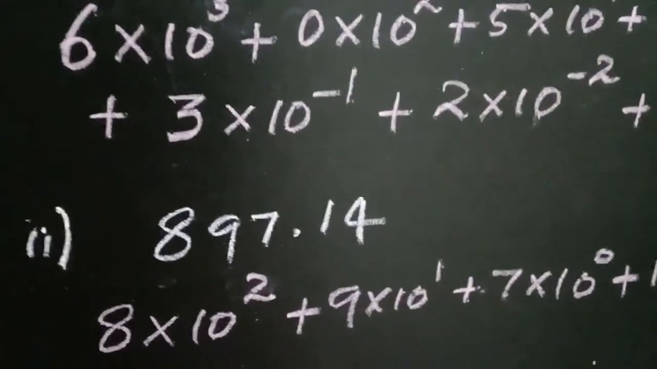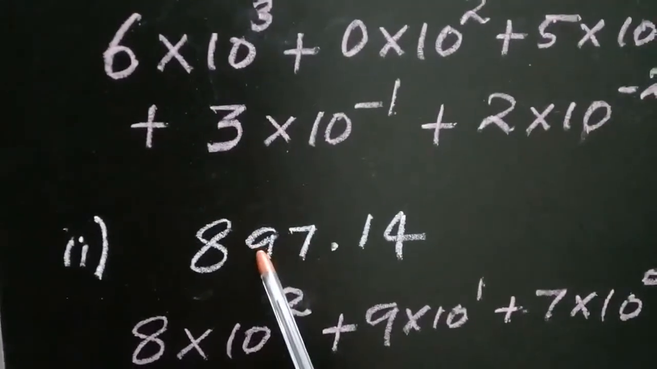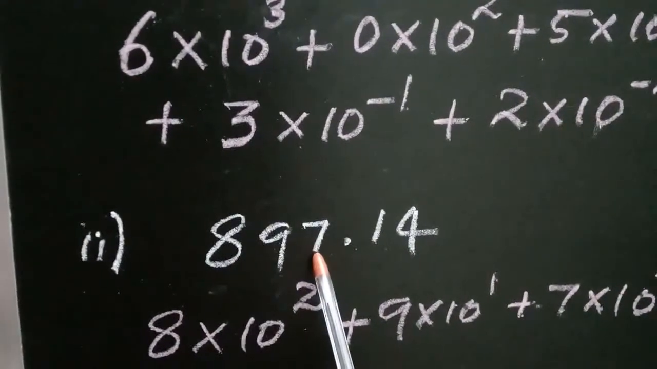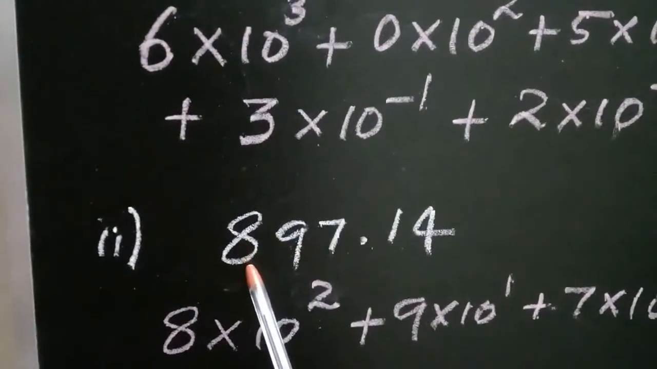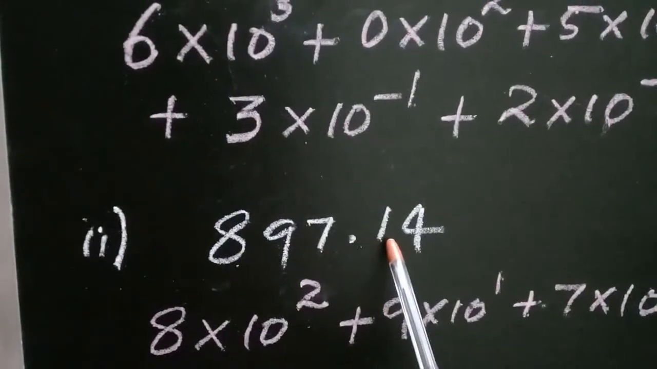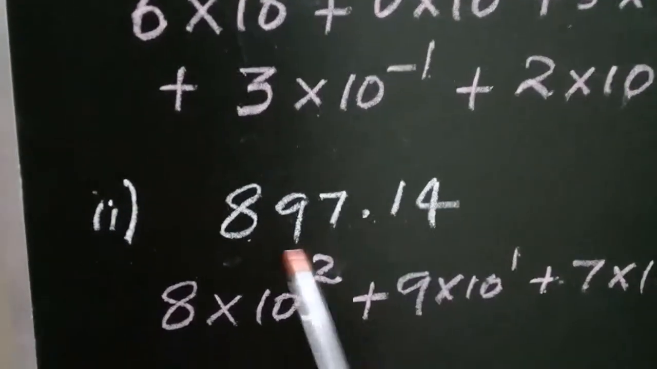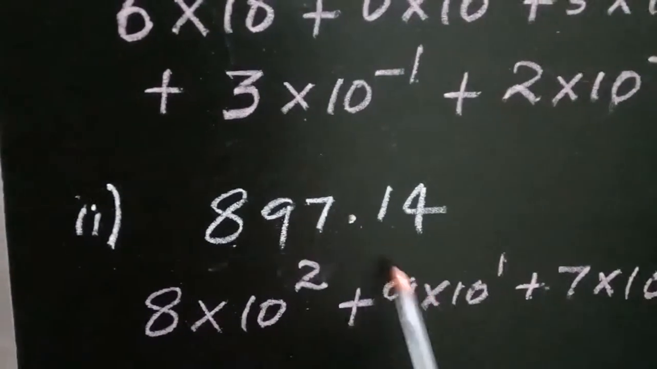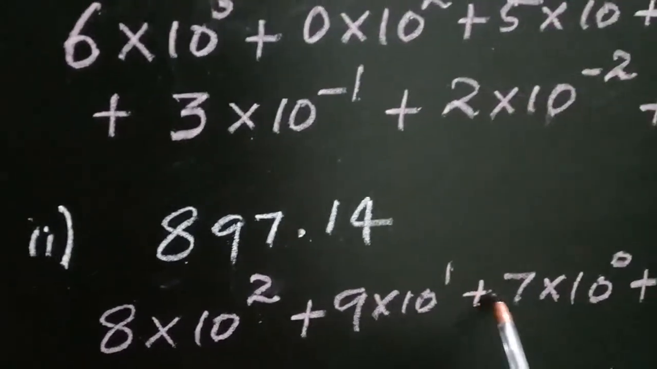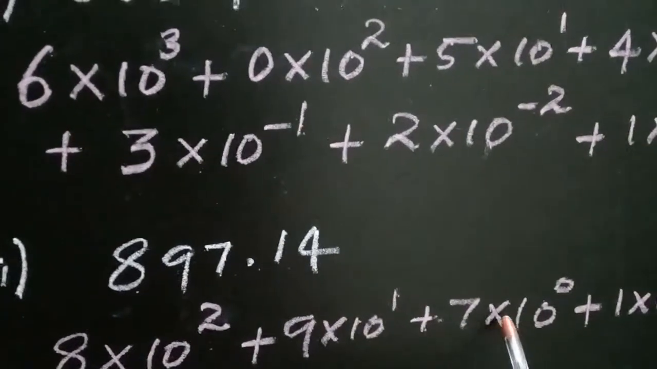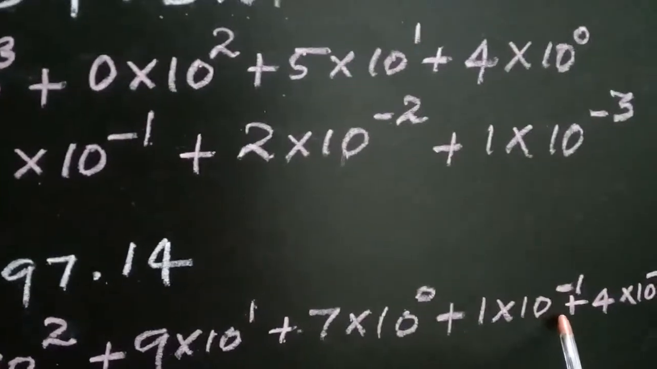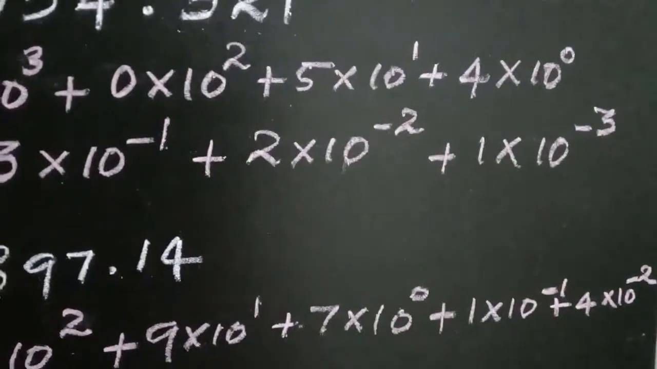The second question, 897.14. Here also 10 power 0, 10 power 1, 10 power 2. Here 10 power minus 1, 10 power minus 2. So 8 into 10 power 2 plus 9 into 10 power 1 plus 7 into 10 power 0 plus 1 into 10 power minus 1 plus 4 into 10 power minus 2.